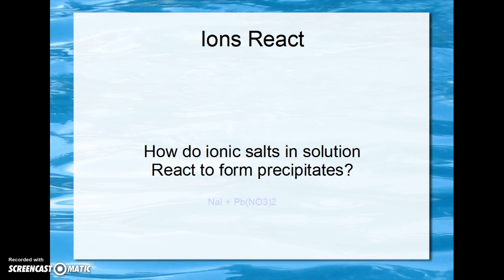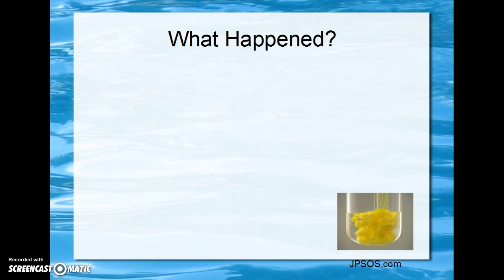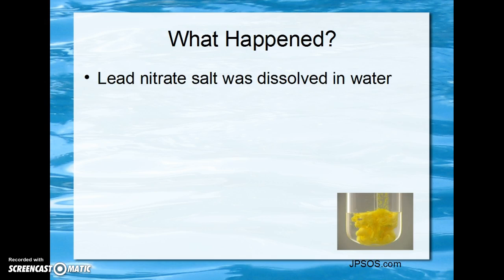How do ionic salts in solution react to form precipitates? Remember, a precipitate is a solid that comes out of the solution. What happened in the precipitation reaction?